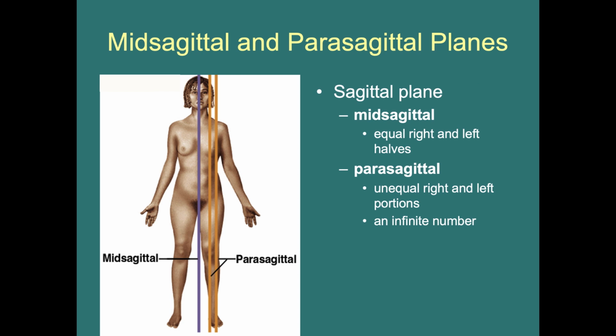Now here's that mid-sagittal and parasagittal planes that I was talking about earlier. We can see again our subject is in standard anatomical position, and we have one mid-sagittal plane that's going to divide this person into left and right halves. Now you can see the orange lines here are the parasagittal planes, where we have unequal left and right portions. And so we can have infinite numbers of these. We can keep dividing the body into these parasagittal planes.